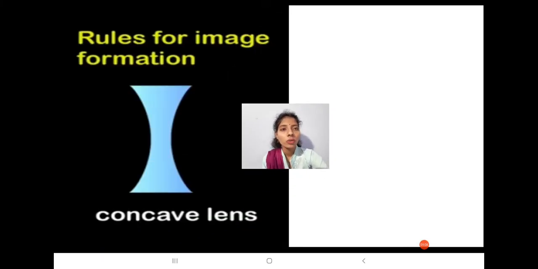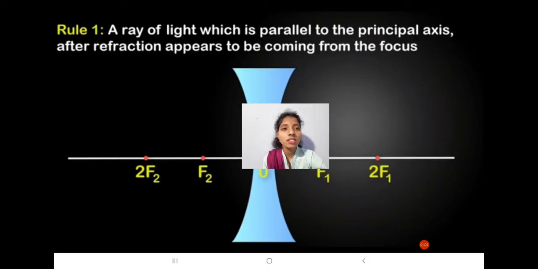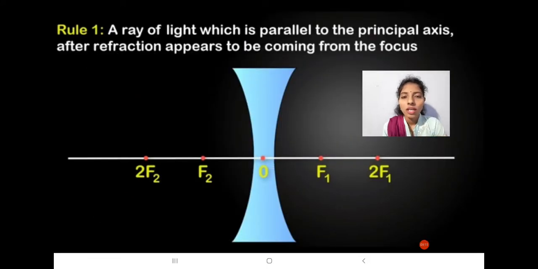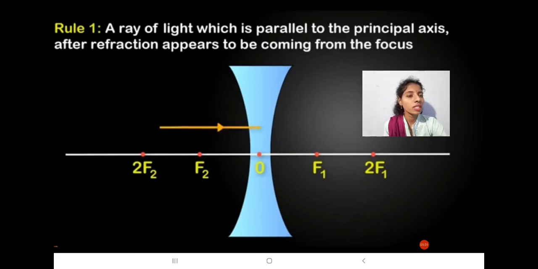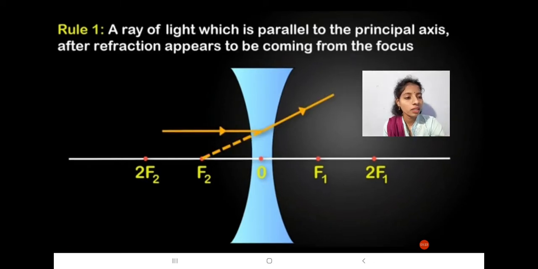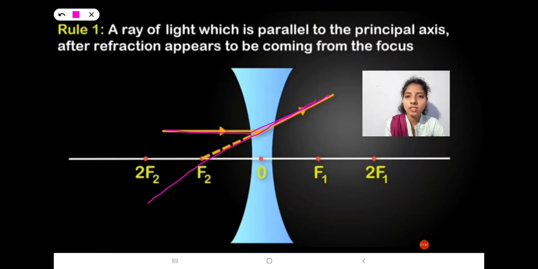Now, rules for image formation of concave lens. Rule 1. A ray of light which is parallel to the principal axis after refraction appears to be coming from the focus. So you can see here the incident ray, this light ray, is parallel to the principal axis. So after refraction it appears to be coming from the focus.